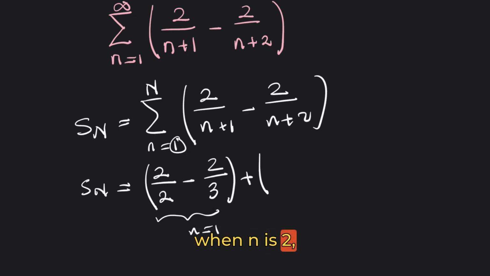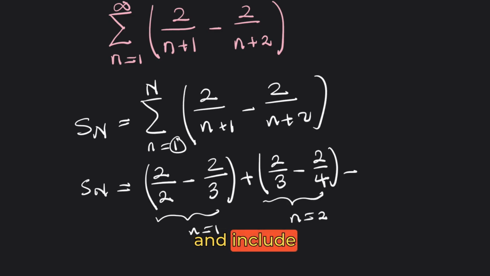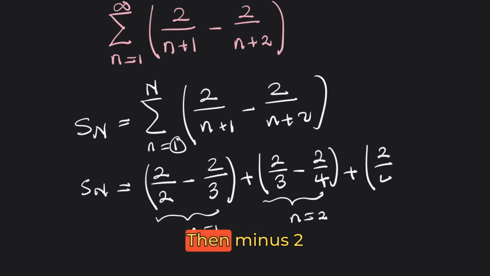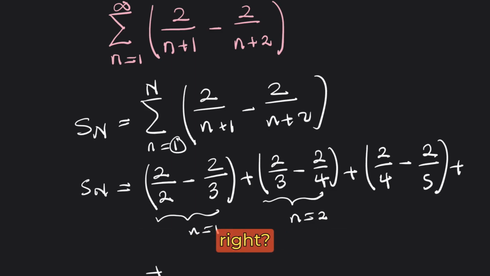When n is 2, I have 2 divided by 3, then minus, we do the same, right? 2 divided by 2 plus 2, which is 4. Then plus, let us go ahead and include the third one. So when n is 3, this is 2 divided by 4, then minus 2 divided by 3 plus 2, which is 5. Okay? Then plus. So you can observe that we continue adding, right?